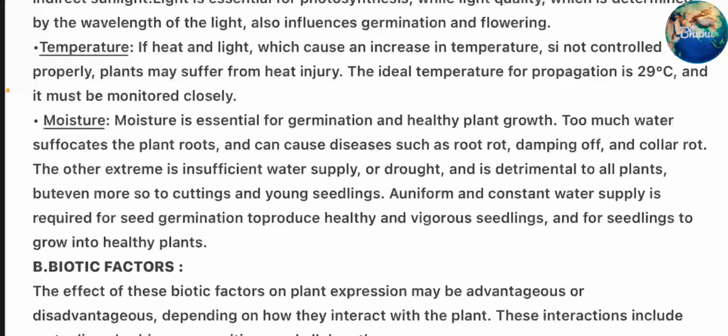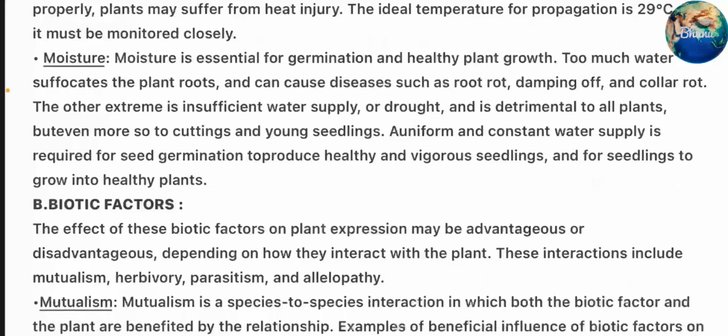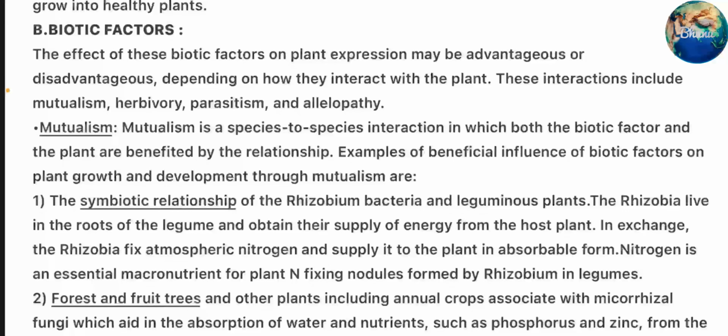A uniform and constant water supply is required for seed germination to produce healthy and vigorous seedlings, and for seedlings to grow into a healthy plant. Now, biotic factors.